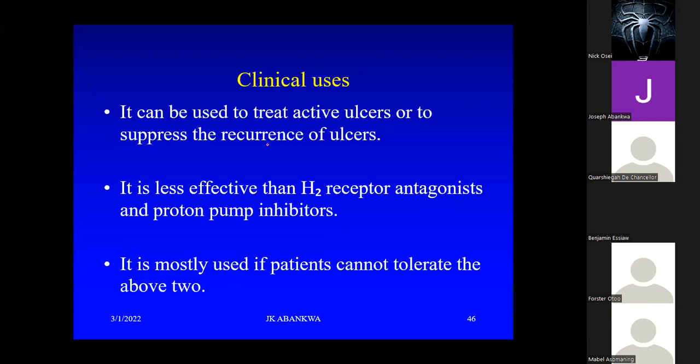Some of the clinical uses here, it can be used to treat active ulcers or to suppress the recurrence of ulcers. It is less effective than H2 receptor antagonists and proton pump inhibitors. But I said proton pump inhibitors are long acting, compared to H2 blockers, which can also last for some hours, but not as long as the proton pump inhibitors.